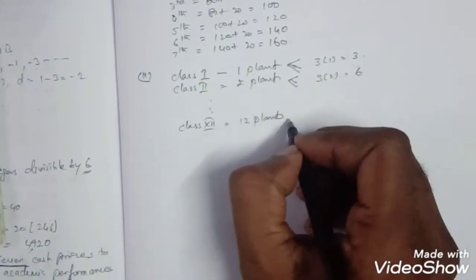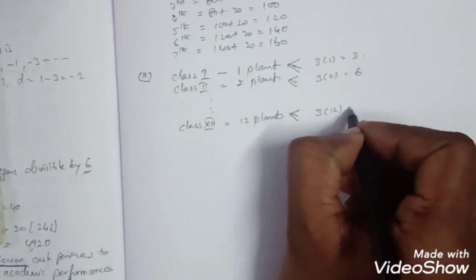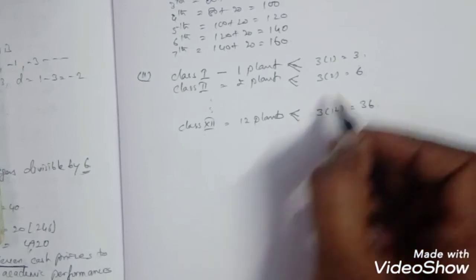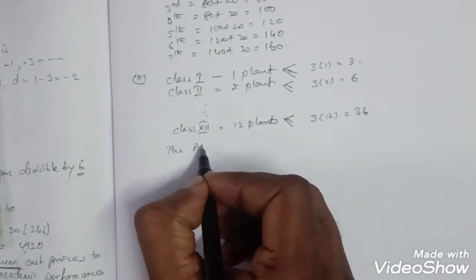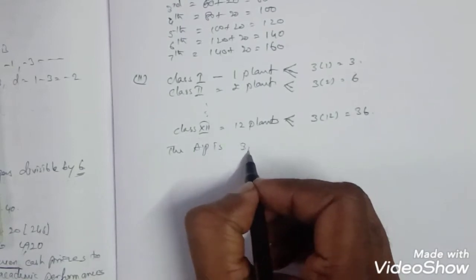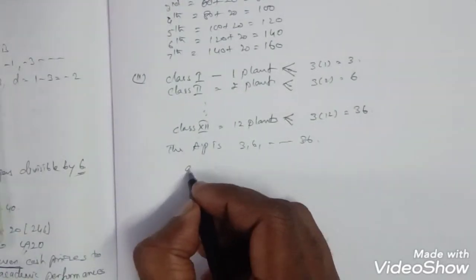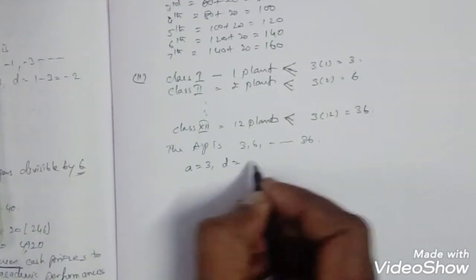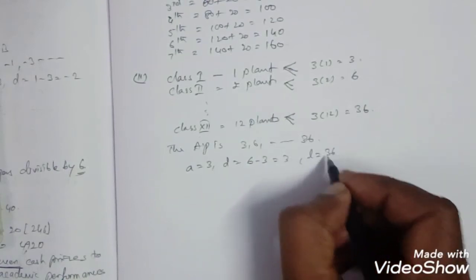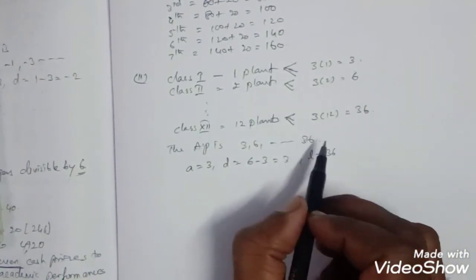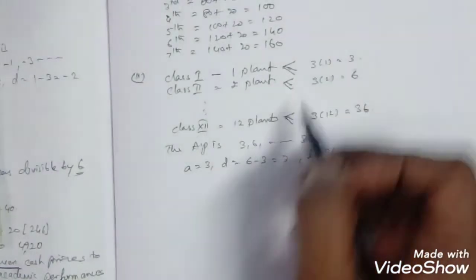Next, coming to your 12th class, here again 3 into 12. So 3 into 12 is nothing but 36. So already we got the series, that is the arithmetic progression 3, 6, and so on till 36. Now A is nothing but 3 and D is nothing but 6 minus 3, which is again 3, where the last term is given as 36. Now you have to find how many plants they have planted. So the total plants we have to find, that is Sn.